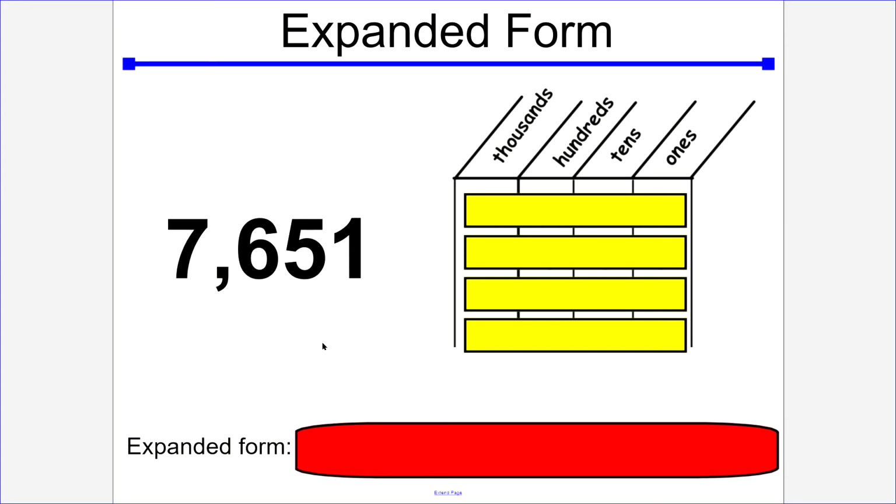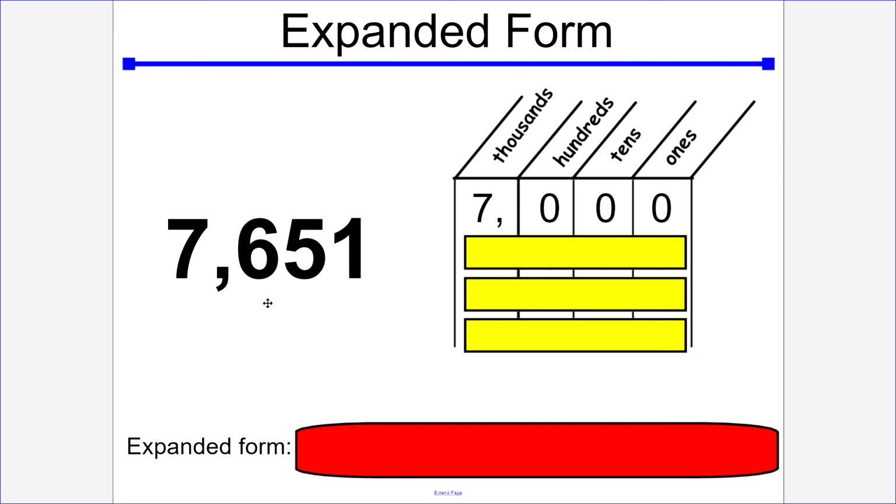Let's think about the number 7,651 and write it in expanded form. We'll use this place value chart to help us organize our thoughts. Remember, we're going to stretch out that number 7,651 and expand it to show the value of each place, starting with our greatest place, the thousands. The value of the thousands place is 7,000.